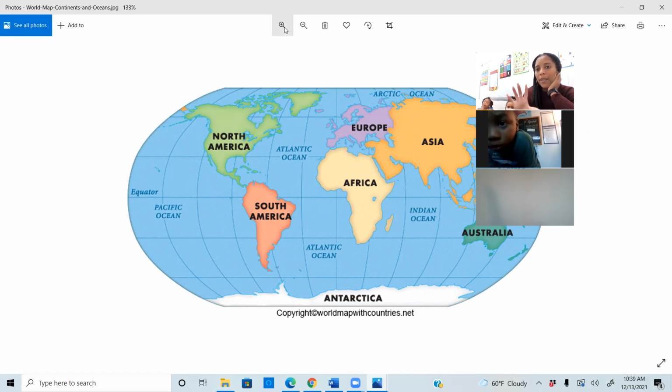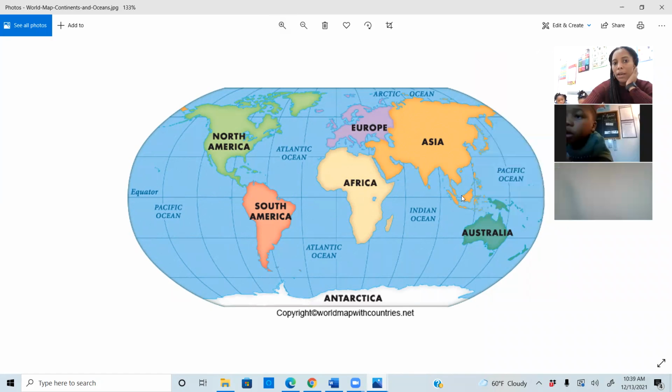So we have 7 of them total, and we have 4 major oceans. An ocean is a large body of water. So again, we have 7 continents. A continent is a large piece of land, and we have 4 oceans. An ocean is a large body of water. So these are the 7 continents here on a map. We have North America, which is where we live. We have South America down here. We have Africa here. Europe, that's where we can find England. When we talk about the Pilgrims, they're from Europe. Asia, all of this orange is Asia. Then we have Australia. And then Antarctica.